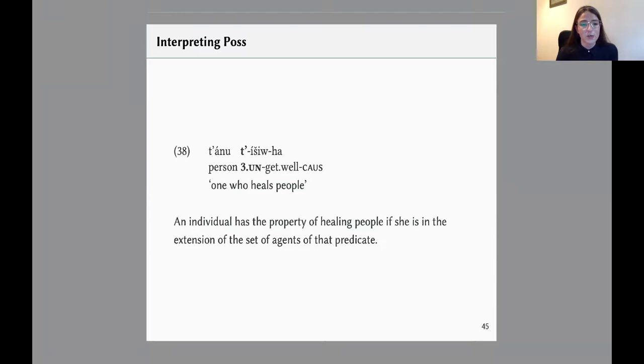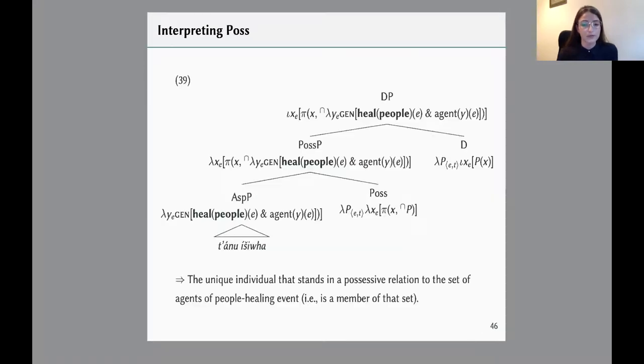Now, we can extend this to the Washoe case as well if we take the nominalization like in 38, one who heals people, and we can say that this is true of somebody, that they have the property of healing people if they are in the extension of the set of agents of that predicate. So this will work essentially on a par with what we saw in Ulwa.